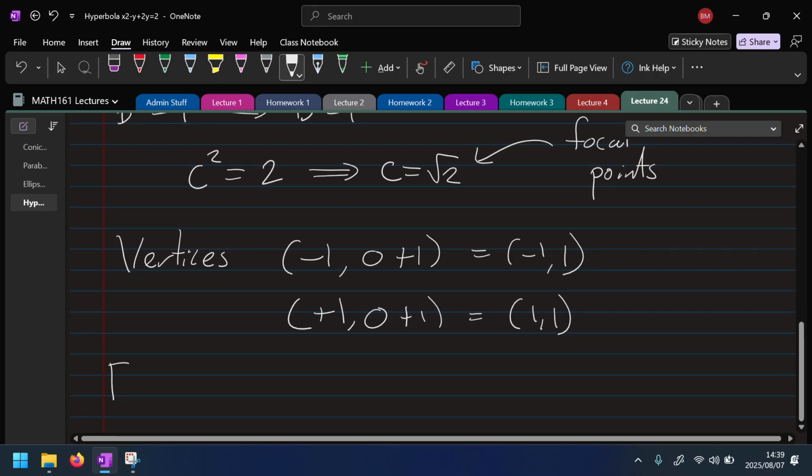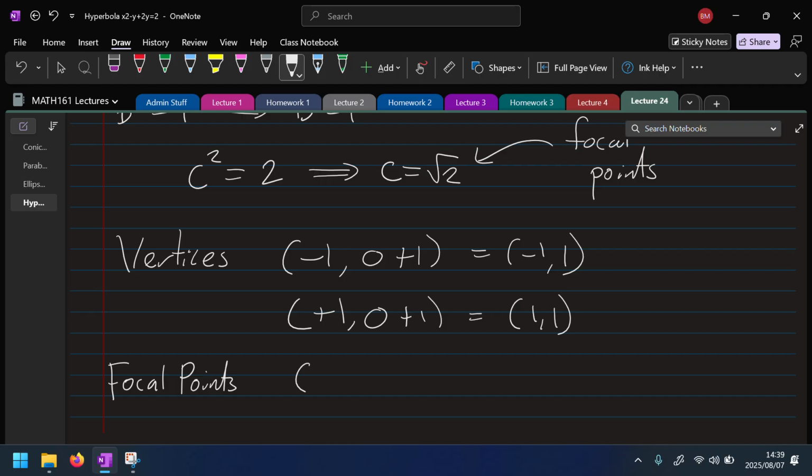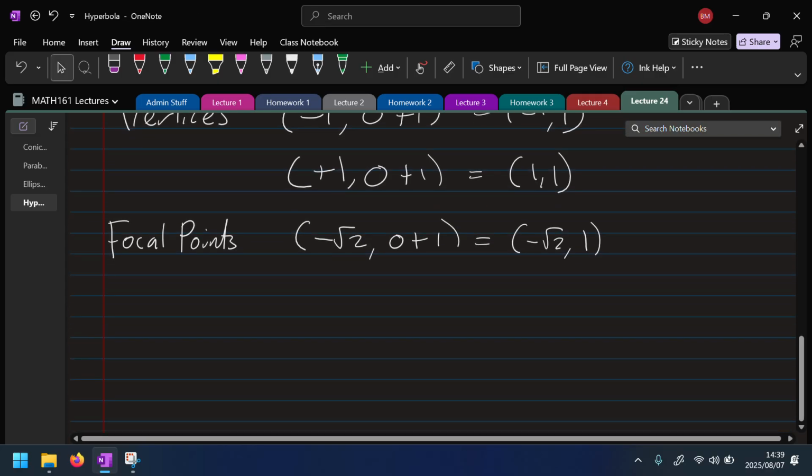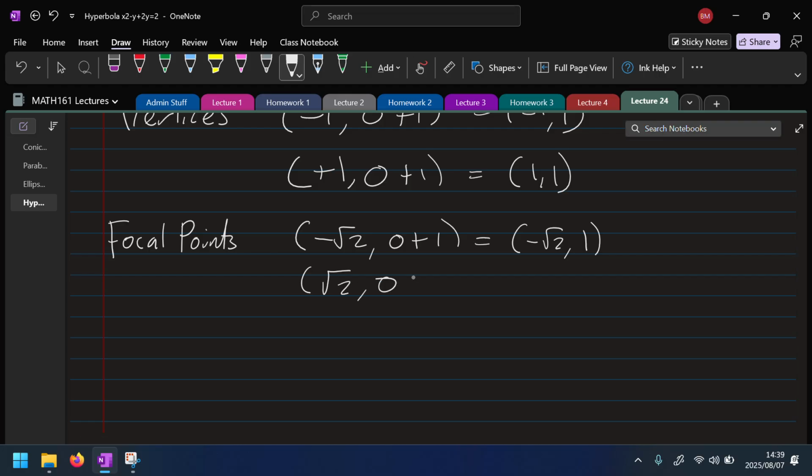Okay, what about the focal points? Similar thing. It's going to be left and right. So it will be -√2 and 0. That is if it's along the x-axis, but it shifted up, so +1. Okay, so that's for the left one, and then the one on the right, that will be √2 and 0, but it shifted up, so +1. Okay, so we end up with that.